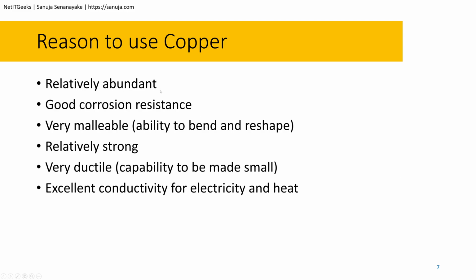So copper is easy to find, corrosion resistant, malleable, ductile, and even though it is malleable and ductile, it is very strong, and it is excellent in electrical conductivity and heat. So that's why we use copper in our wires.